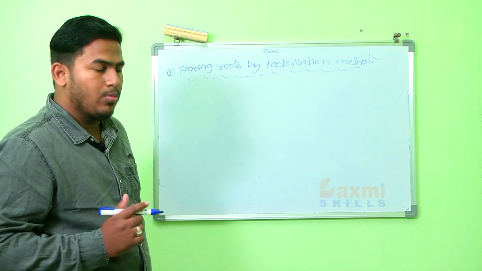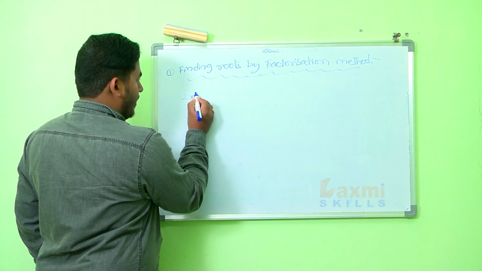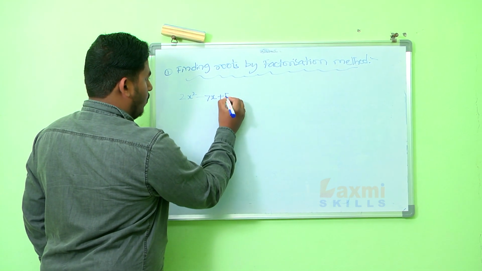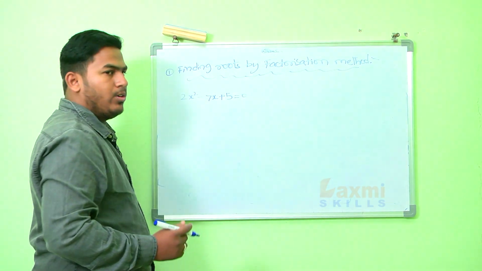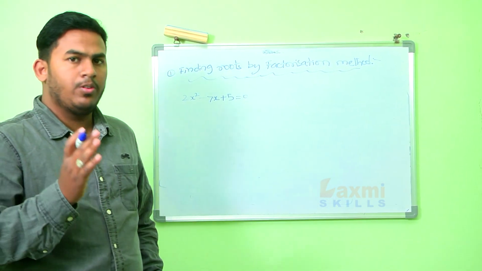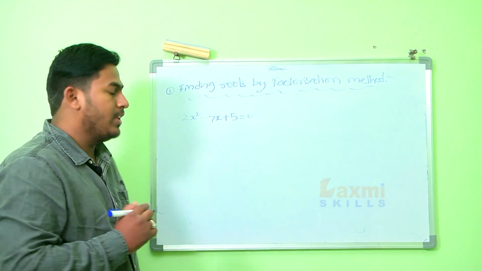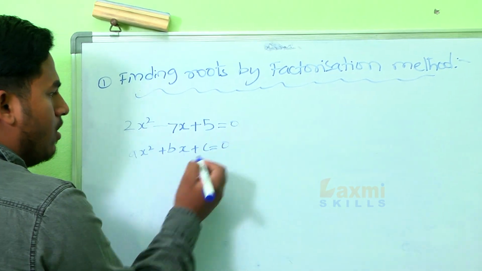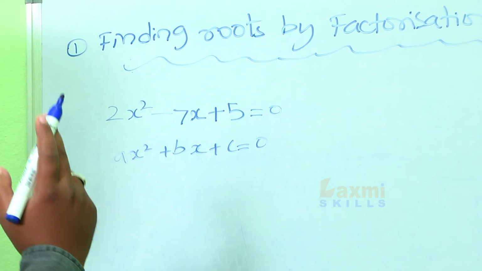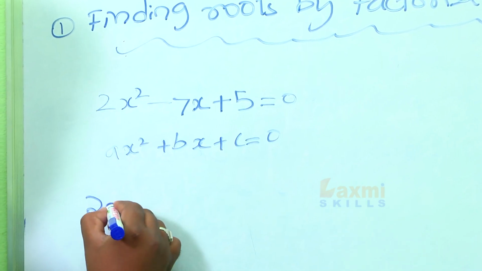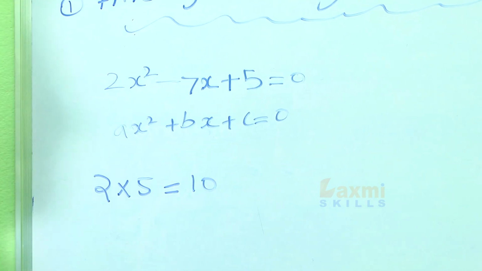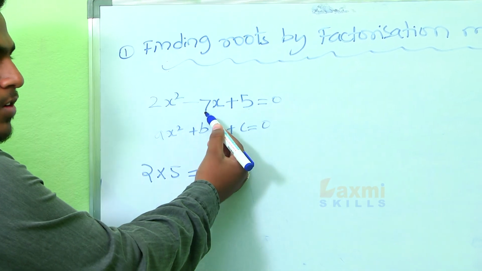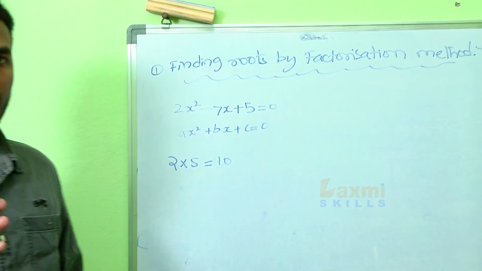We'll go into the next example and see here. 2x square minus 7x plus 5 is equal to 0. We are going to solve this equation. First of all, you need to compare this equation with the standard equation, that is ax square plus bx plus c is equal to 0. From here you need to multiply a and c. 2 into 5 is 10. Here you need to focus, my dear children, because most of the guys will be taking only 5 and resolving into 7, which is not possible, and they are going to lose the marks.